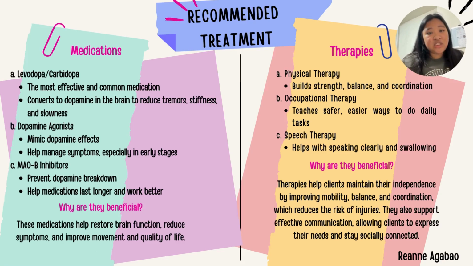These medications are effective because they restore brain activity, reduce symptoms, and improve movement and overall quality of life. In addition to medicine, the second type of treatment is therapy. These include physical, occupational, and speech therapy. Physical therapy improves balance and walking, occupational therapy helps with daily tasks, and speech therapy supports clear communication.